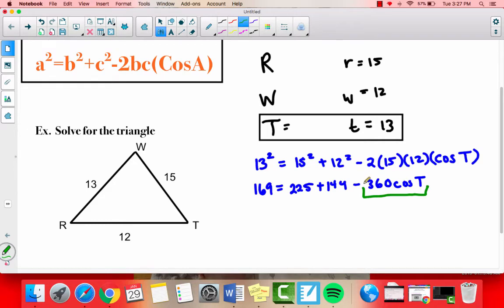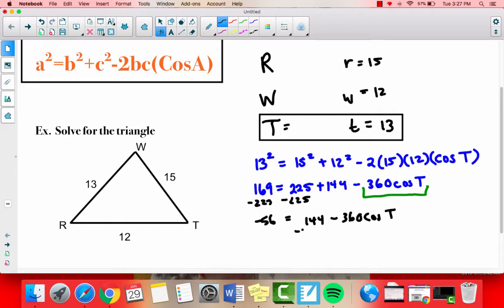So consider them boxed off from everything else. Now what we'd have to do to solve this is move the 225 and the 144 over. So I'm going to subtract 225 over to the other side, and I'd get 169 minus 225 is negative 56 equals 144 minus 360 cosine of T.